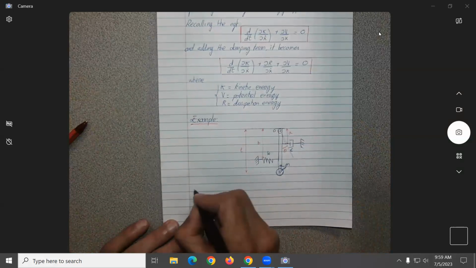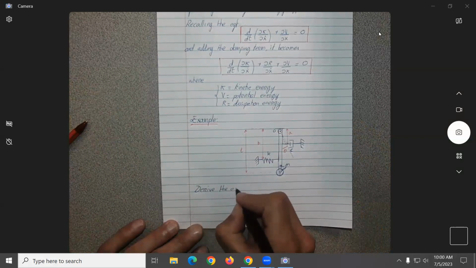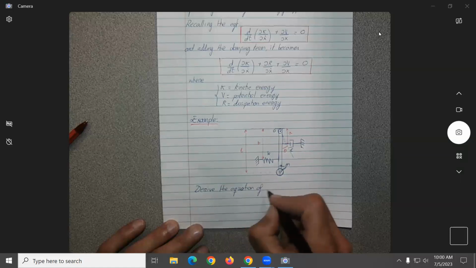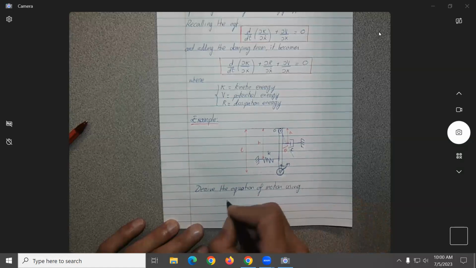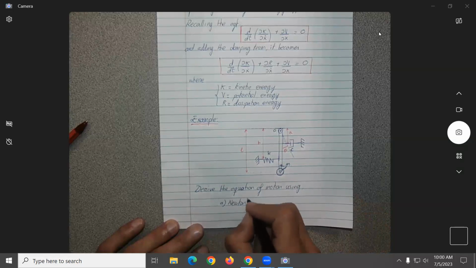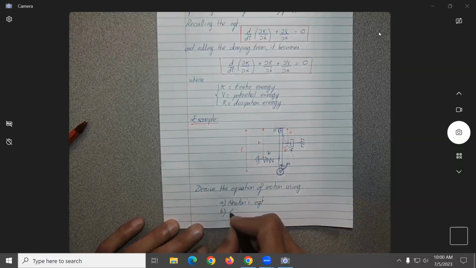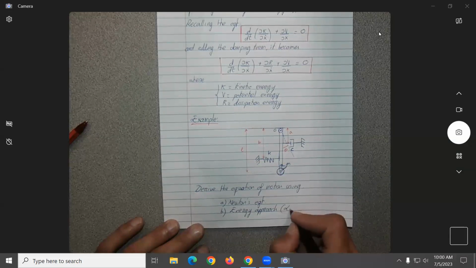Okay, so the question is: derive the equation of motion using, let's say, A, Newton's equations, and B, the energy approach, or what is known as Lagrange, basically.